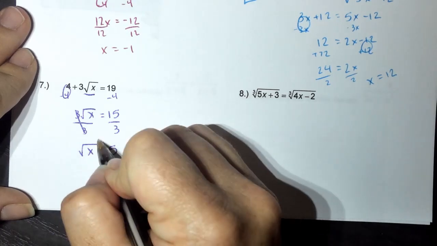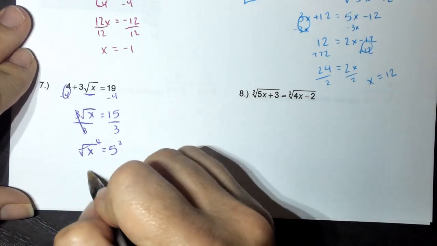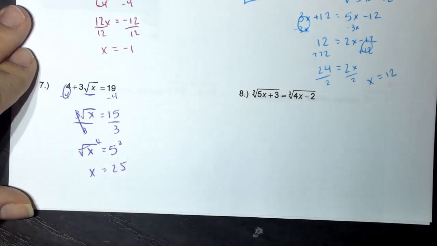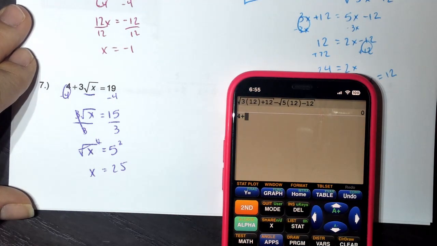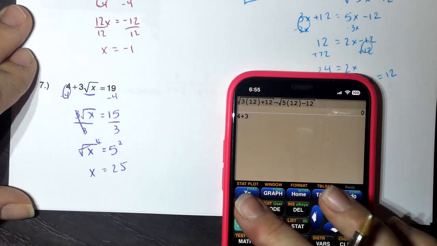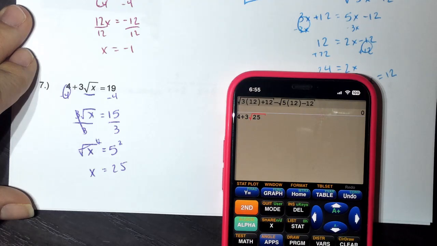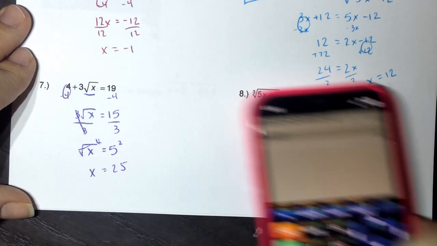How do I get rid of a square root? I square both sides. And I get x equals 25. So again, we can check our work. So we have 4 plus 3 square root of 25, and this should equal 19, and it does.